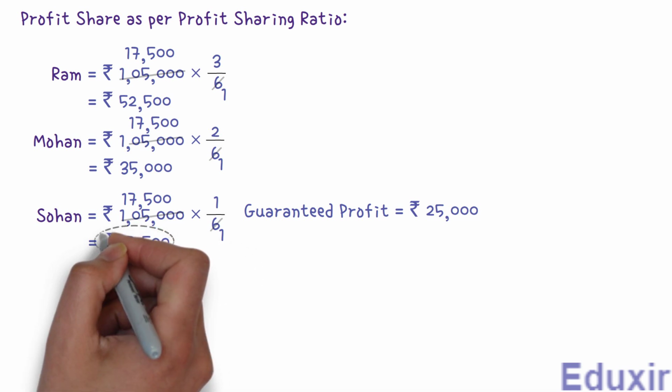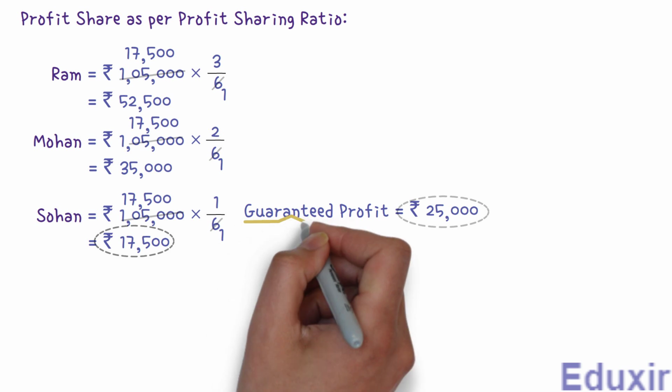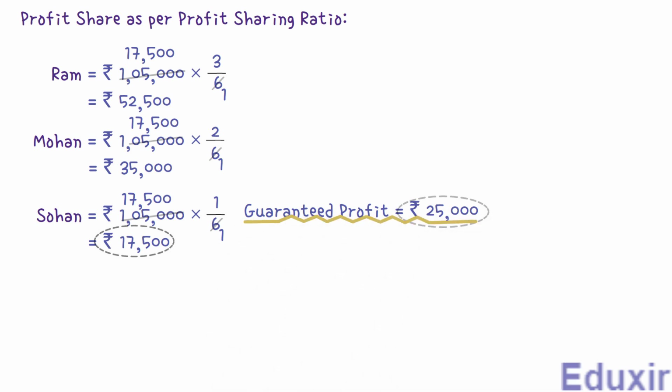Now, this 17,500 rupees is less than 25,000 rupees, right? So, we need to find the difference and adjust it from the share of profit of other partners. In other words, we will reduce the other partner's share of profit and adjust that amount to Sohan's share of profit so that Sohan would get the guaranteed profit amount of 25,000 rupees. By the way, we call this difference in the profit share amount as deficiency.